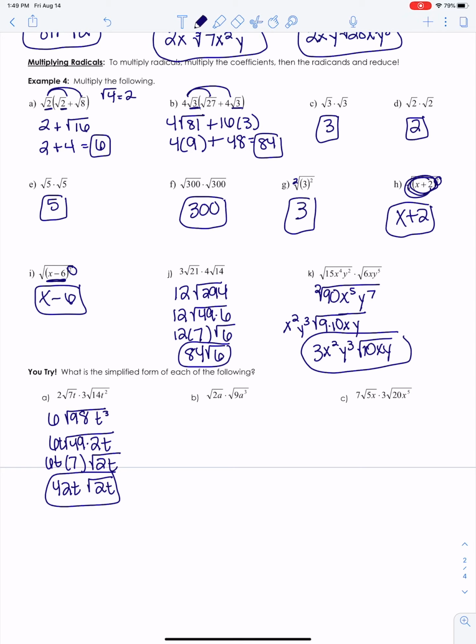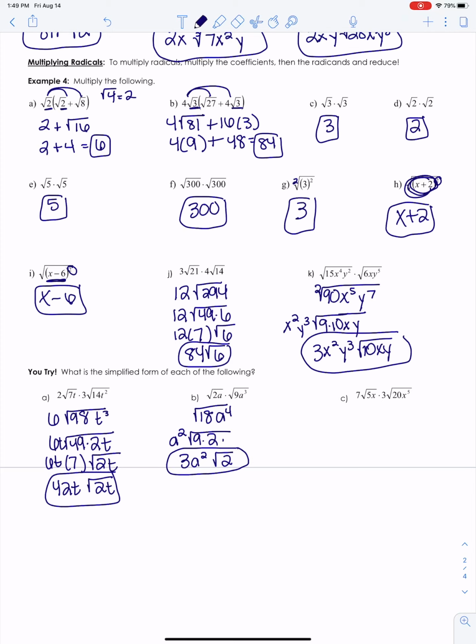On B, everything's on the inside. 2 times 9 gives us 18, and we get a to the 4th by adding those exponents. So if we break up 18, it actually breaks back up into 9 times 2, what we just had. Okay, and then 2 goes into 4 2 times for my a, no remainder. Square root of 9 is 3, so I have 3a squared square root of 2.